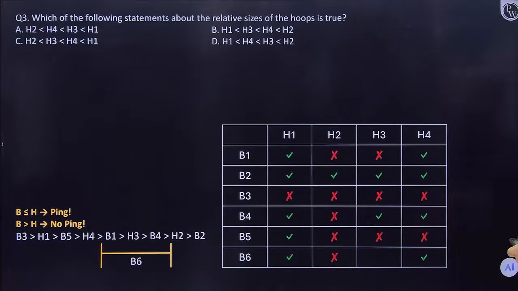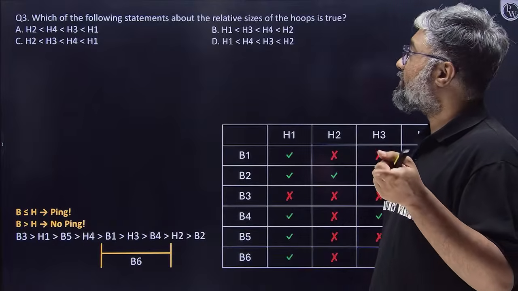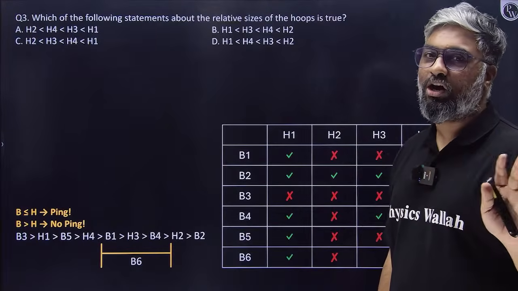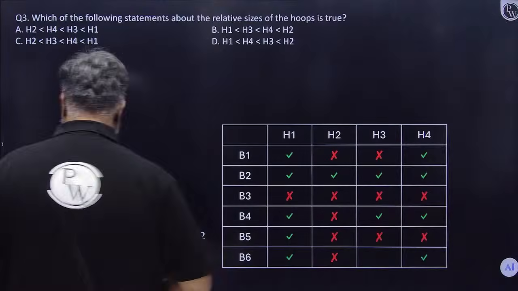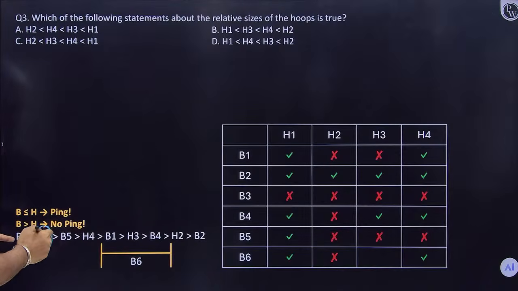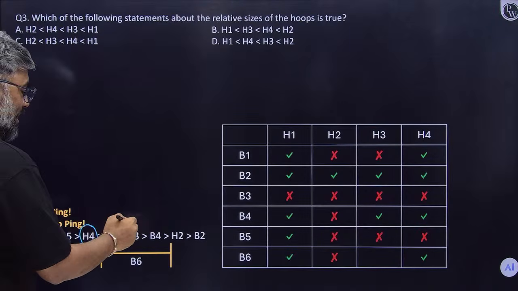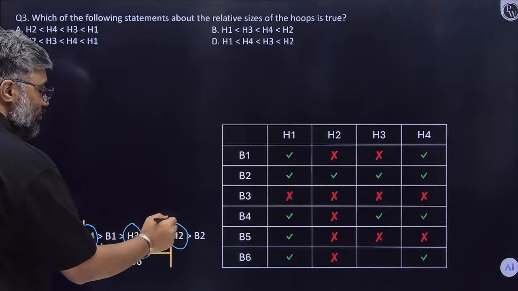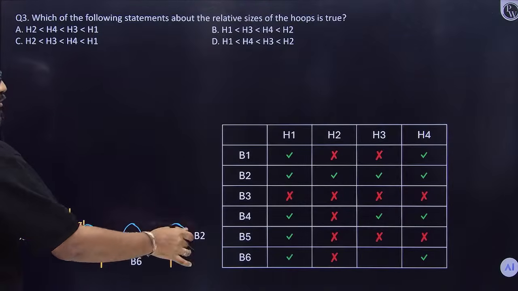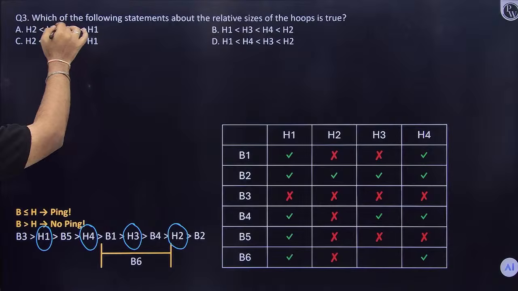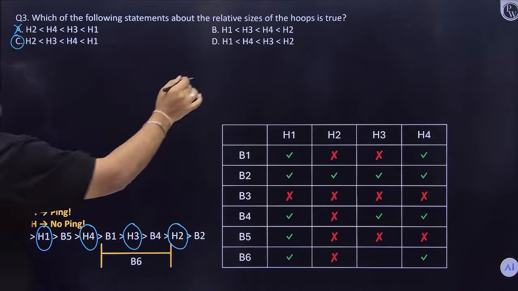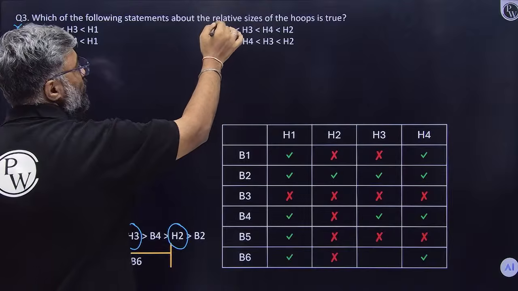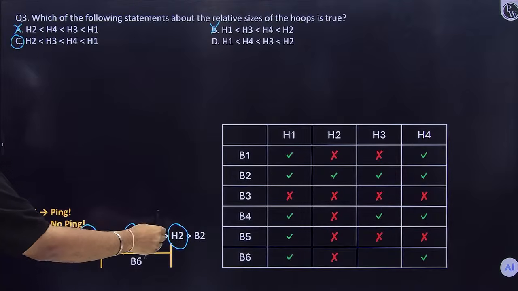Next question. Which of the following statements about the relative size of the hoops is true? With hoops, we are sure. Yes. What is the order of hoops? H1, then H4, then H3, and last H2. 1, 4, 3, 2 should be the order. 1, 4, 3, 2, yes.